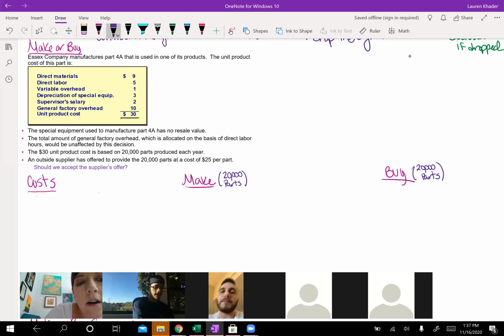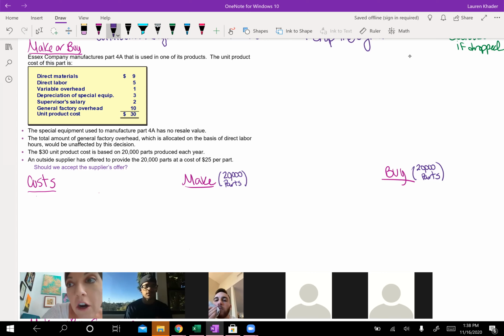An outside supplier has offered to provide the 20,000 parts at a cost of $25 per part. So right now, if you were just to look at the unit product cost of $30 versus $25, it appears like it's cheaper to buy this part, correct? Yes, when you first look at it. So if this came in, they would probably think, oh, this is a pretty good offer. Maybe we shouldn't be making it in-house. But what do we know about some of these costs?